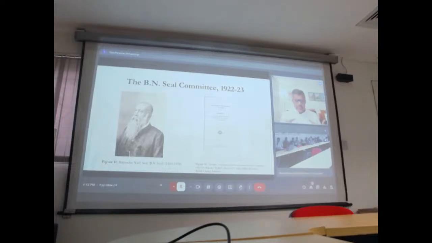Dadabhai Naoroji had made versions of this argument in the 1870s and 1880s. The young Gandhi had famously made a version of this argument in South Africa in the 1890s, that some form of parliamentary government had existed in Indian history, and therefore parliamentary government could be granted to British India. Seal never made this argument.